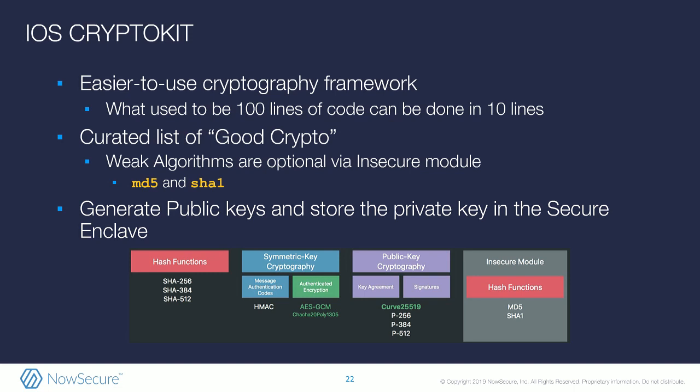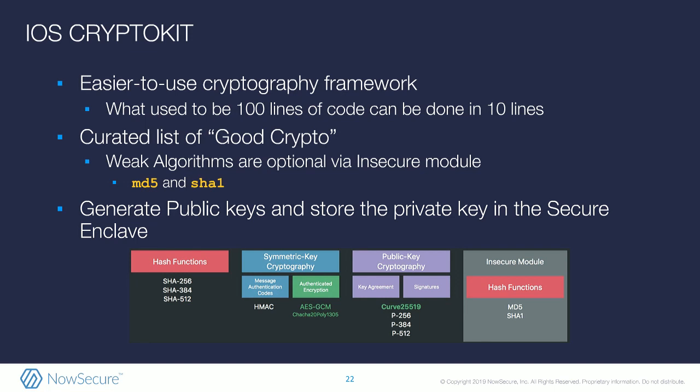You can set this up so that it relies on the secure enclave for saving your private keys. Really good for doing public key encryption too. And what's nice too is they've done a nice curated version of what's good crypto, and if you're going to use weak crypto, you still can use it, but you have to call this insecure module. So from a code review side, that's actually pretty nice to explicitly call something insecure within the source code if you're going to use it.